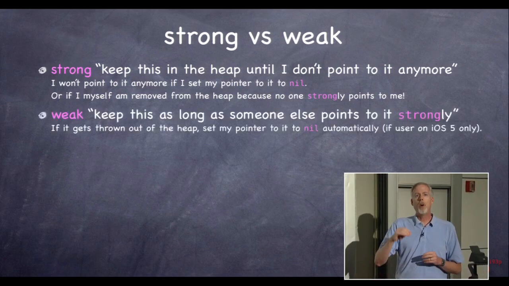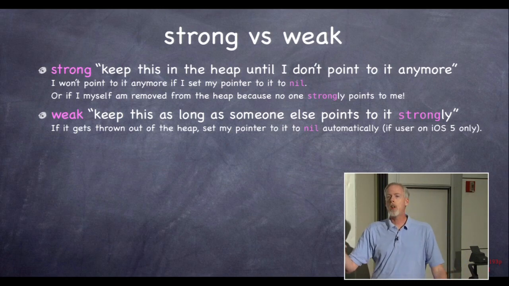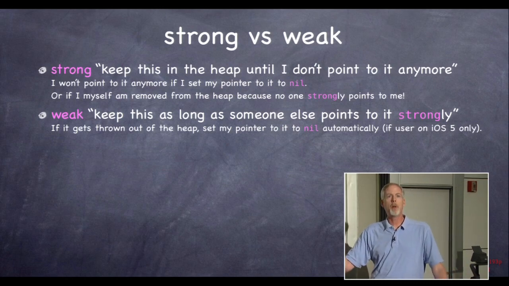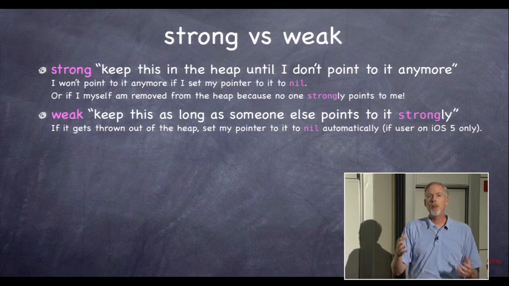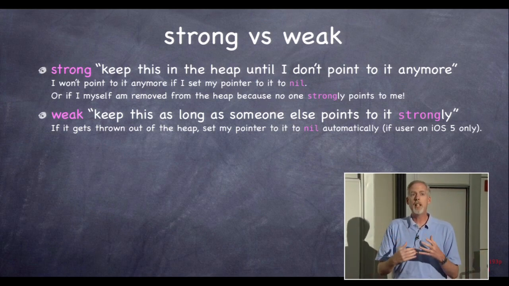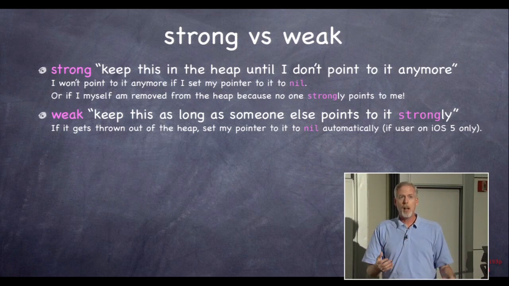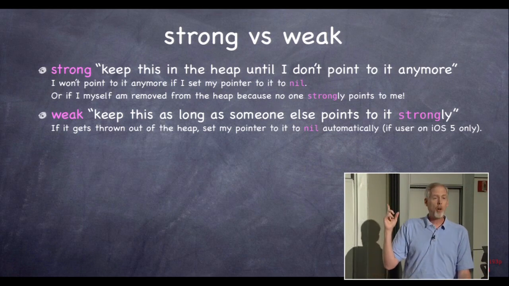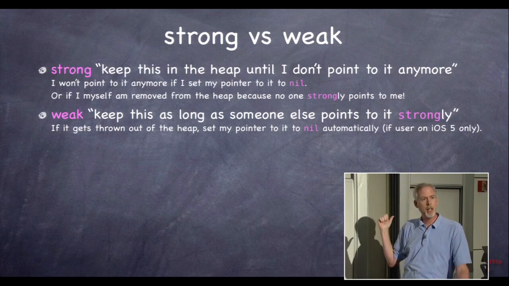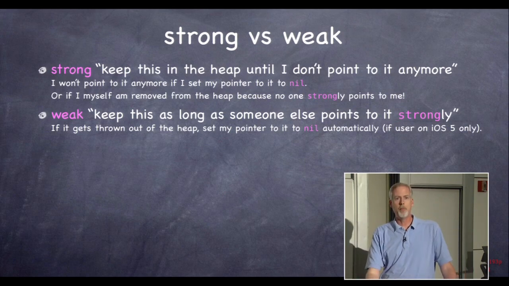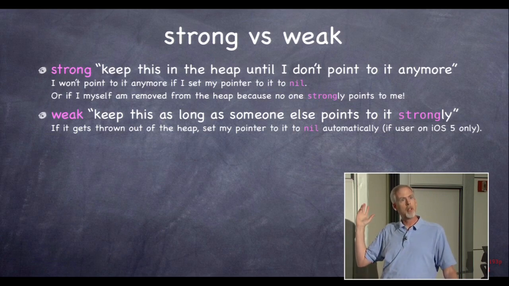Weak means only keep this memory in the heap as long as at least one other person has a strong pointer to it. So I'm pointing to something I'm not really that interested in. It's okay if it went to nil. And in fact, weak also means if no one else points to it and you throw it out of the heap, set my pointer to it to nil. Because I certainly don't want to try and access my pointer and I'm pointing to something that's been thrown out. Everyone understand that? So that's strong and weak. It's as simple as that.